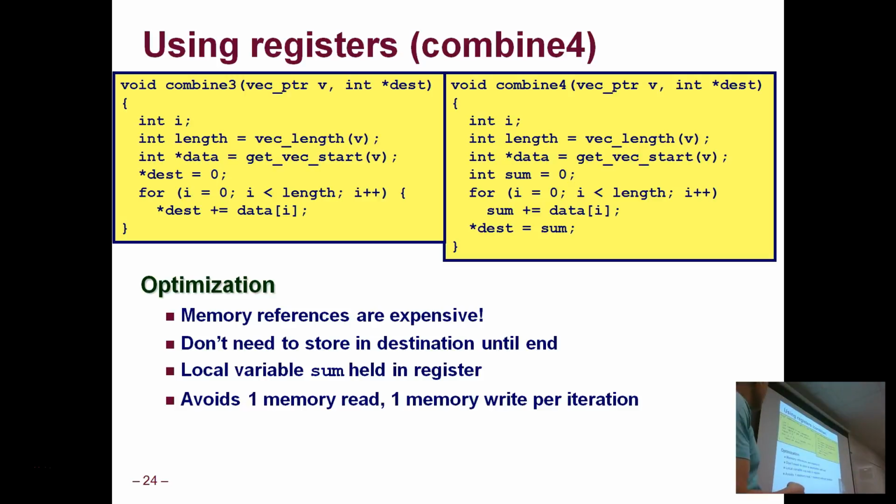This is the benefit of doing this, because memory references are expensive. You wait to store the result into the destination until the very end. This avoids one memory read and one memory write per iteration, because in order to do this operation, you need to both read memory to figure out what the old version of Stardust was, and then update and store back into Dest. So the reading and updating of Stardust are eliminated in the inner loop. That should save you a lot.